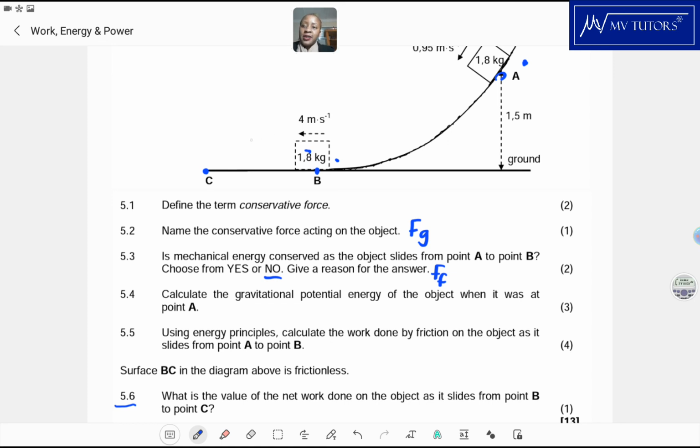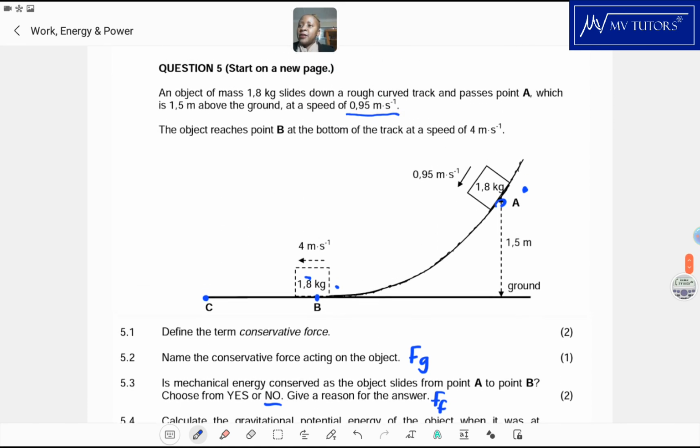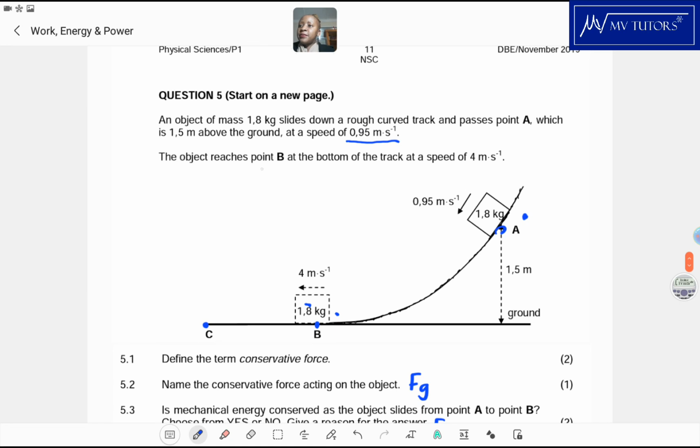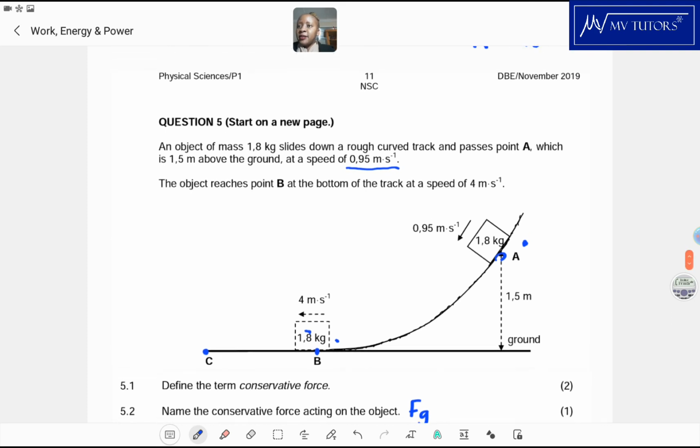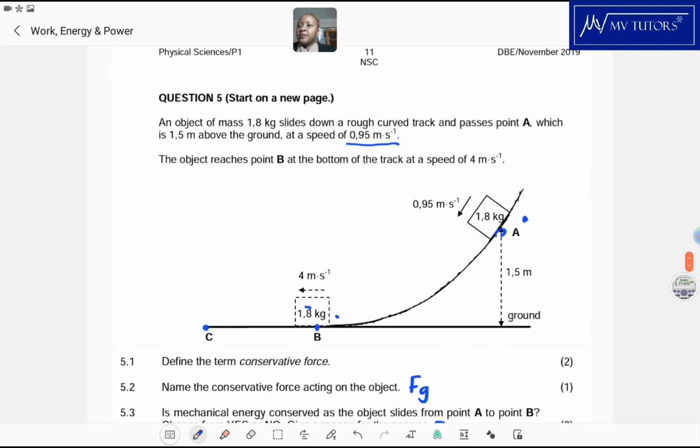If you look at velocity, what did they say about B and C? Okay, so the object reaches point B at the bottom of the track at that speed. They didn't say anything else.